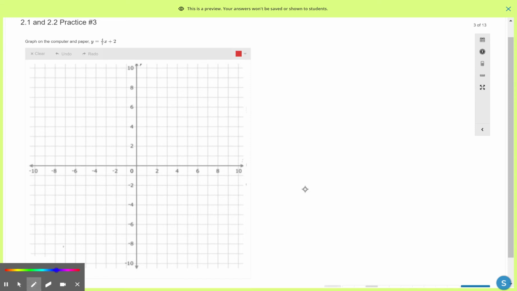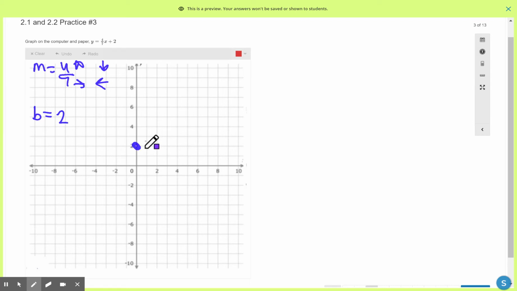The second problem on the third page is already in slope-intercept form. So notice that the slope is positive, so we're going to go up 4, right 7, or we're going to go down and to the left. And then our b value is 2.